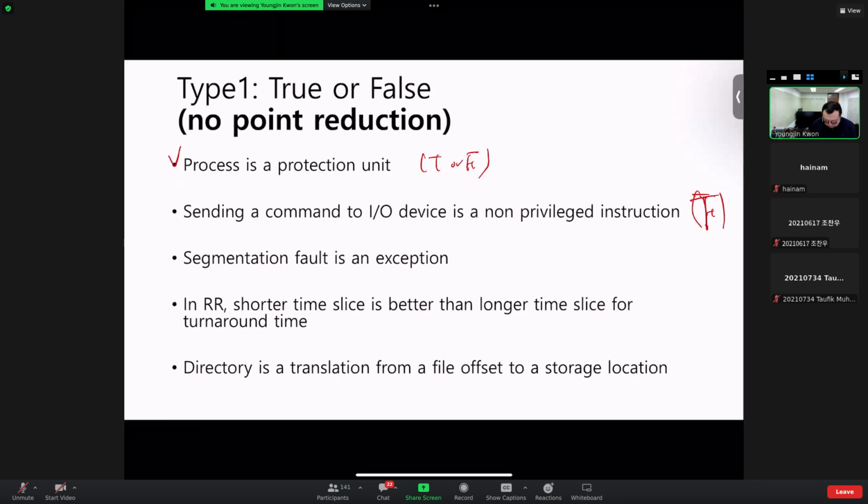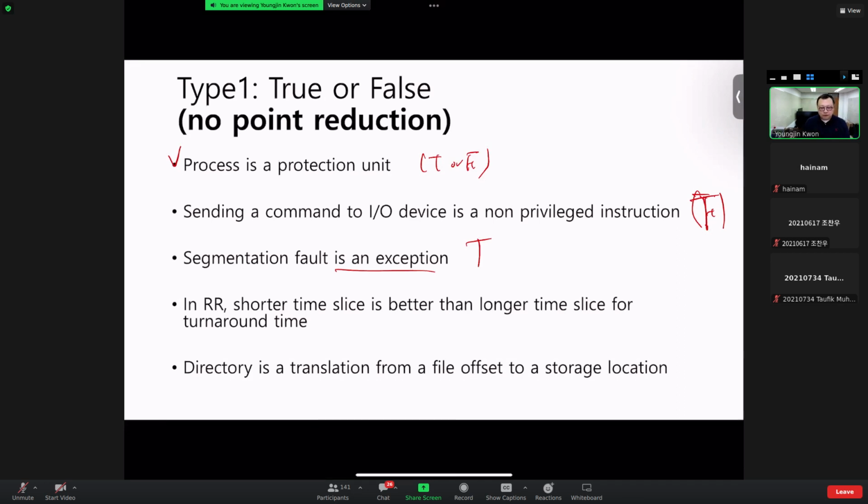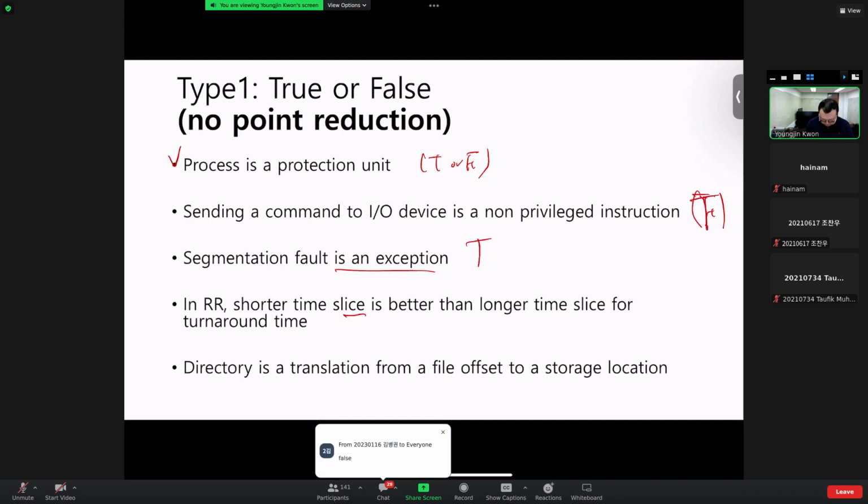So, a segmentation fault is an exception. True or false? True. Okay. So questions like this one. In round robin, a shorter time slice is better than a longer time slice for turnaround time. True or false? False. Okay, because of context switching.